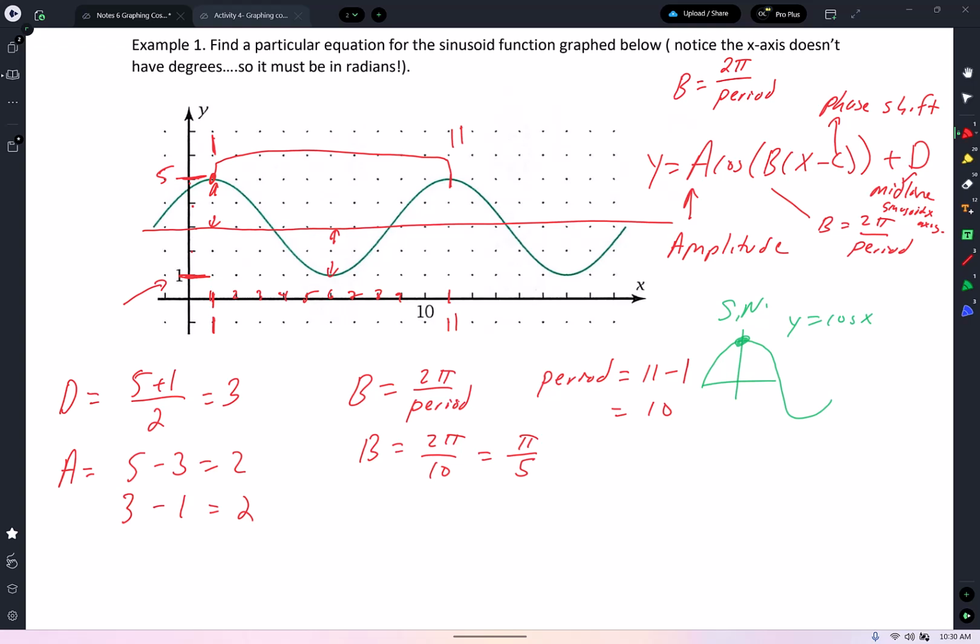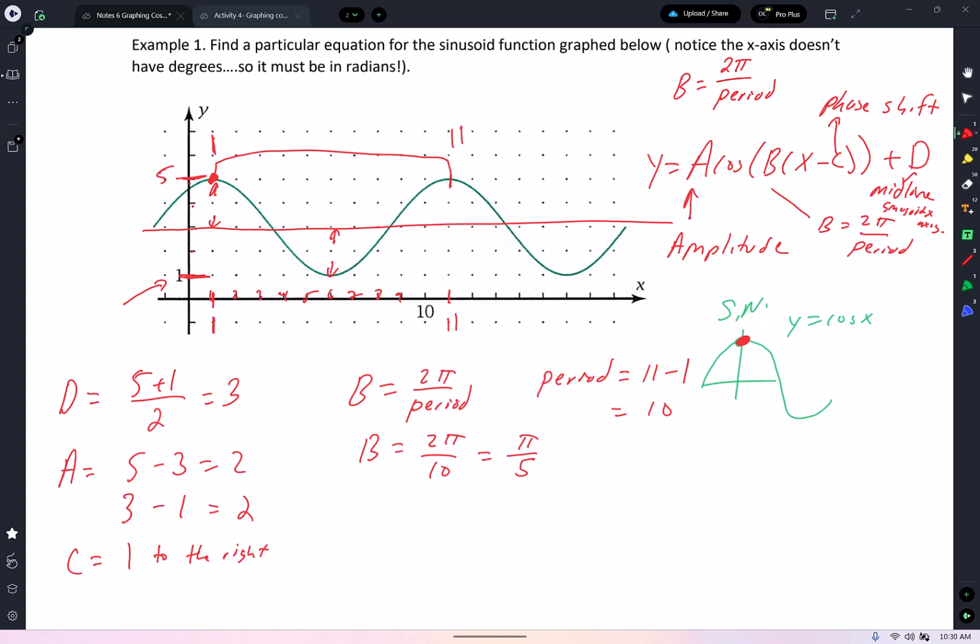All right, let's see. What's next? I need the phase shift, the C. The C, I see that I have a peak because I'm using cosine. That peak should have been on the y-axis, but it's no longer on the y-axis. It is 1 to the right. So 1 to the right. You could have also said 11 to the right, but we'll talk about that when we talk about transformations. Do we got everything we need?